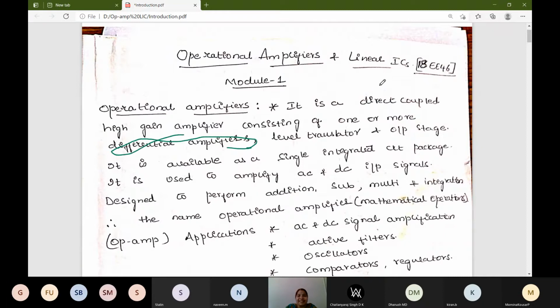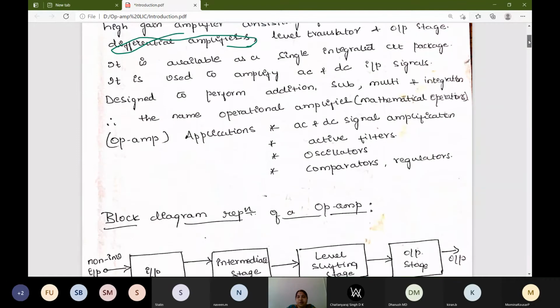Next we have the level translator and an output stage. This is very important: it is available as a single integrated circuit package. It comes as a single integrated circuit. It is used to amplify both AC and DC, not only AC, that is, both alternating and direct.